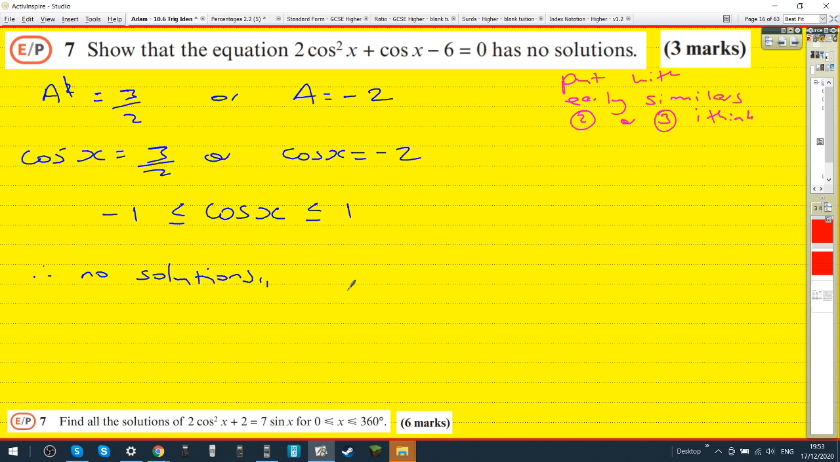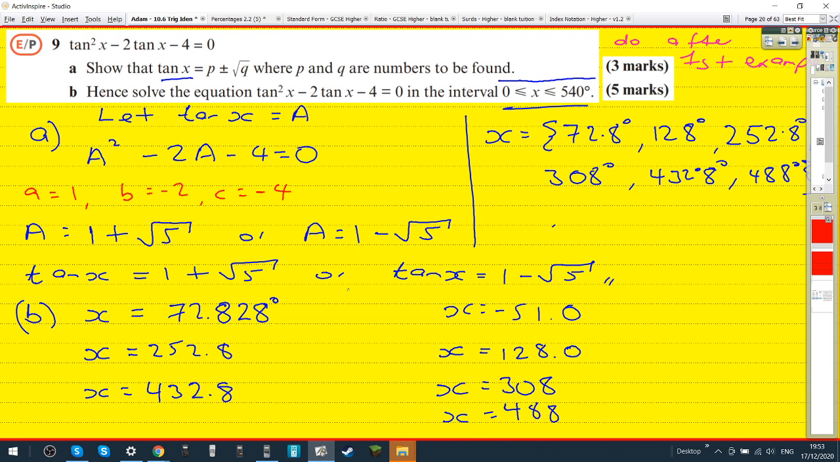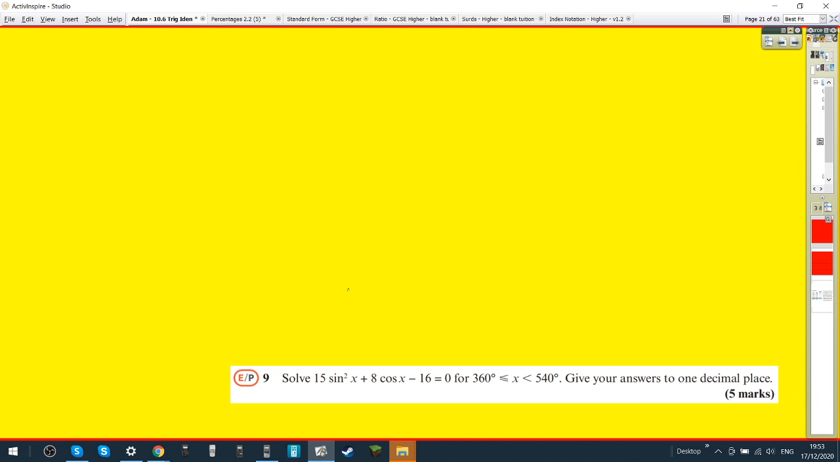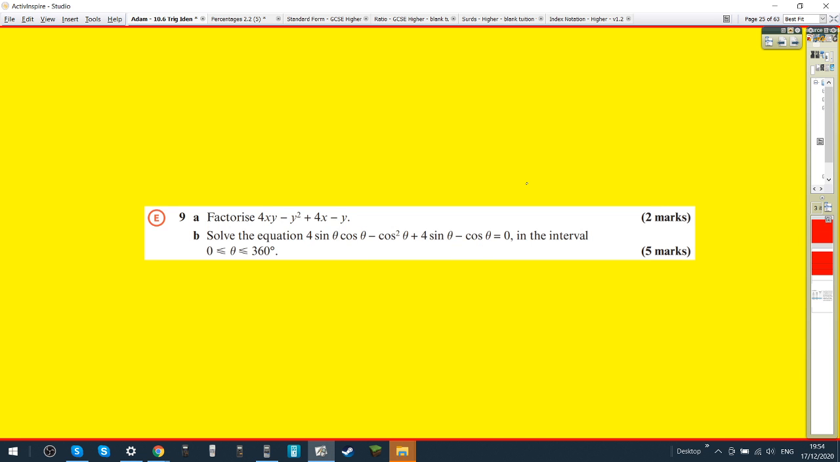Good. So that's not what I thought it would be. I wasn't expecting any solutions or anything even close, but we got it. Show that this equation can be written like this. I think that's okay. Let's see. That's fine. Okay. Equations and identities. Probably between a tick and a half. Great. And yes, so we finished that chapter.